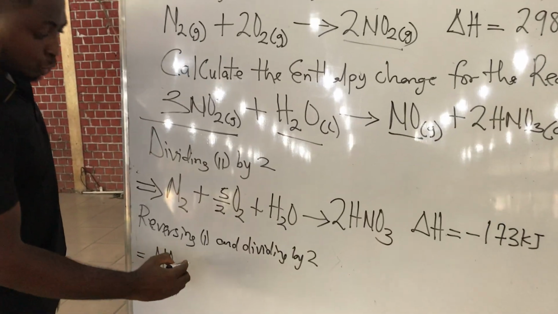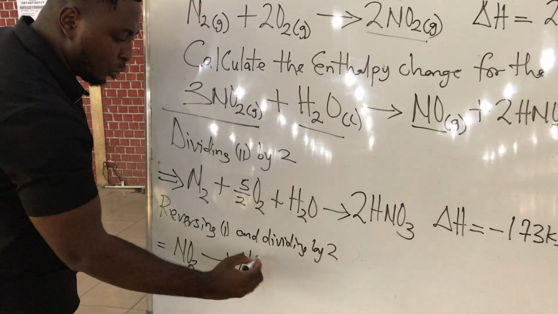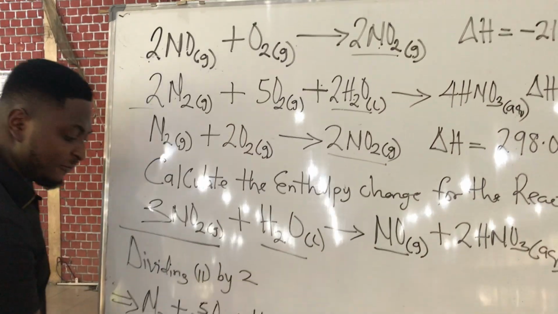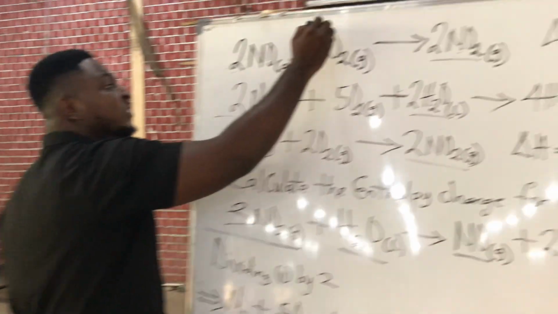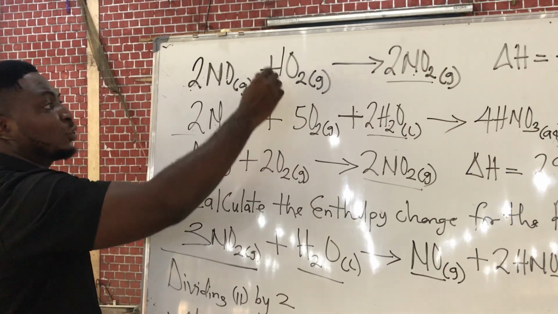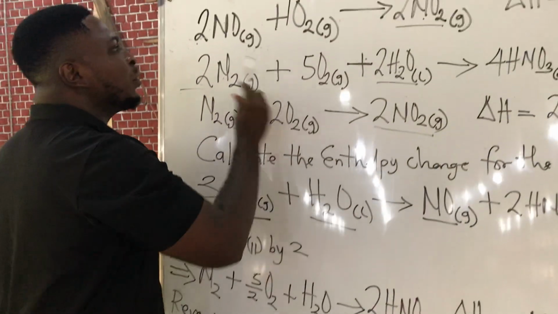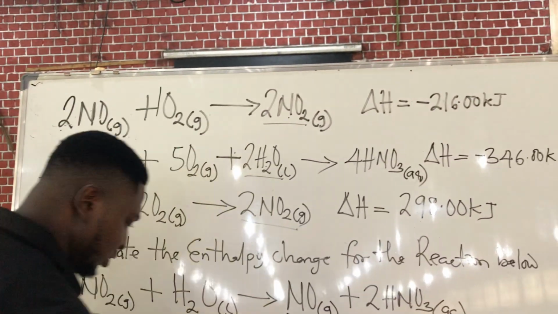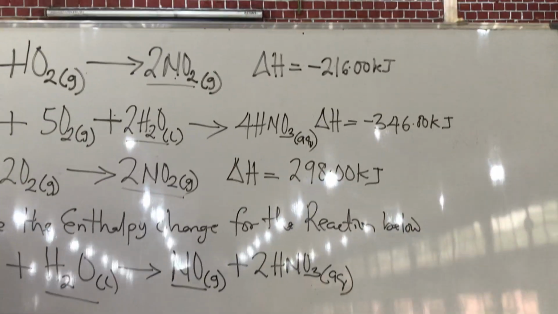You have NO2 to give, divide this guy by 2, you have NO, plus, divide this guy by 2, you have 1 over 2 O2, because there's an invisible 1 here, right? 1 divided by 2 will now give you 1 over 2 O2. Class, when you divide an equation by 2, what happens to the enthalpy change? It is also divided, so minus 216 divided by 2.